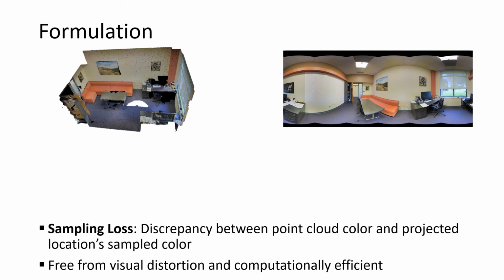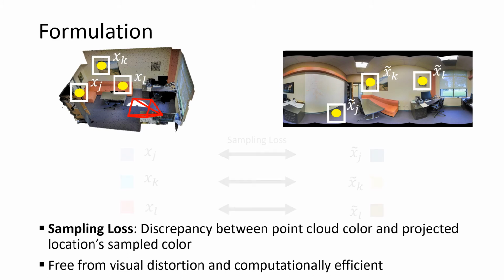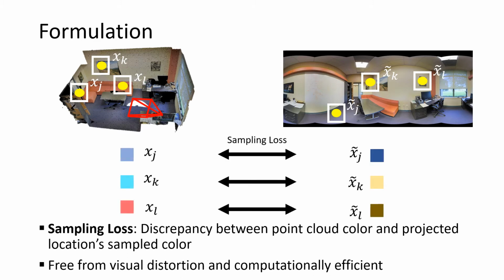PICCOLO minimizes a novel point cloud-centric loss function called sampling loss, which takes the entire point cloud into account. Sampling loss measures the difference between the point cloud color and its projected location's sampled color. To illustrate, suppose we have 3 points xj, xk, xl in 3D space, along with their 2D projections under the candidate camera pose shown in red. Sampling loss is defined as the color difference between the 2D-3D modalities.